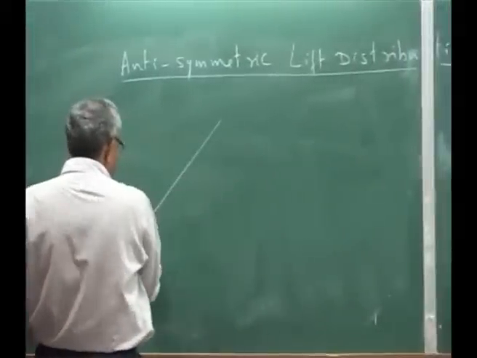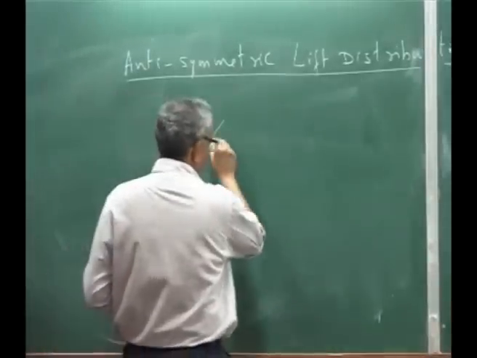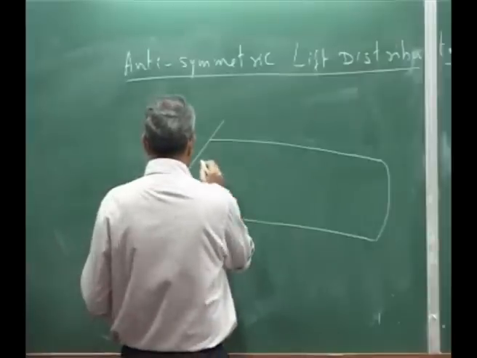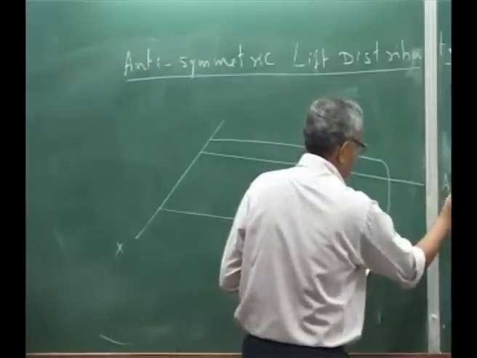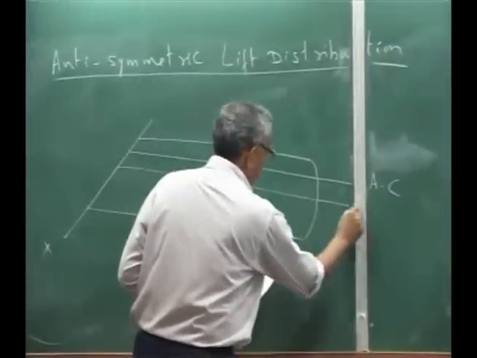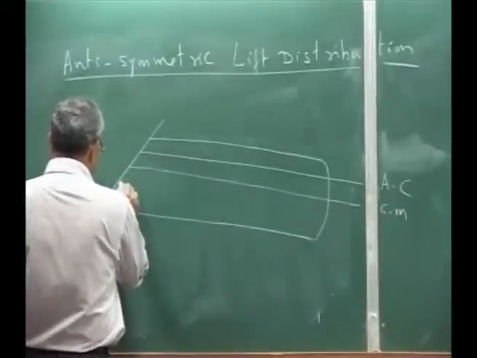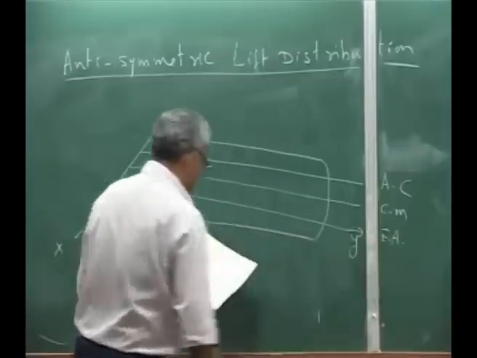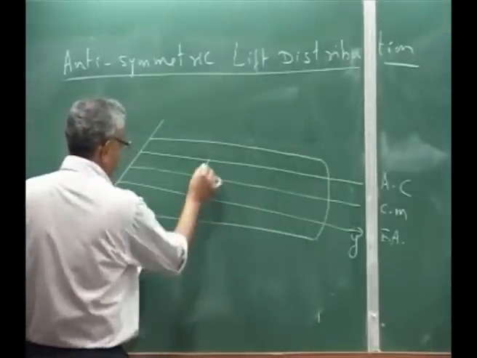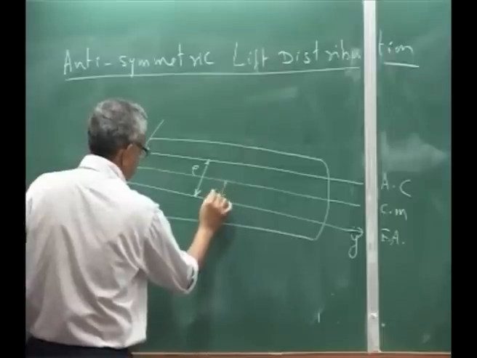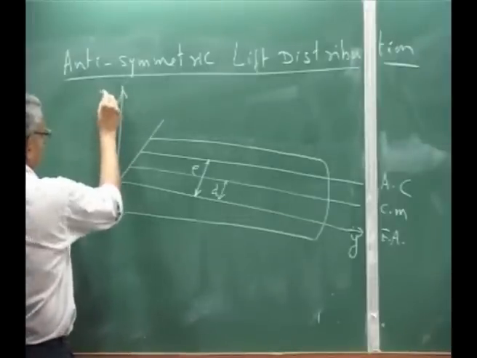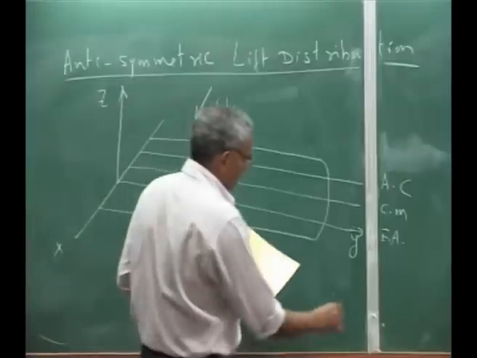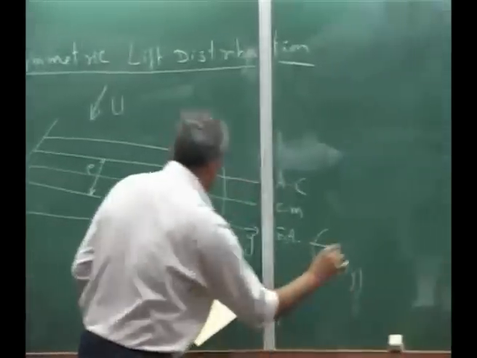So I will draw one simple diagram. This is my x-axis and this is my wing. I am taking a uniform wing, please understand. Okay. And I have this is my aerodynamic center and this is my center of mass line and this is my elastic axis as well as my y axis, and this is the distance, we call it E, and this is the distance D, and this is my y axis, this is my z axis, this is my x axis, and the wind is coming in this direction U, and you have a twist which is a function of y.